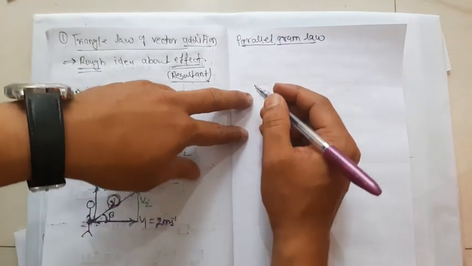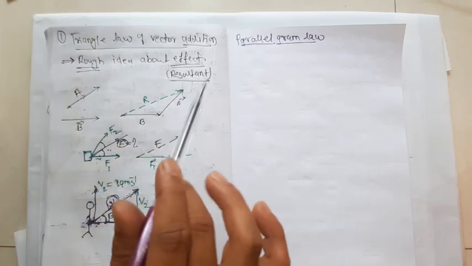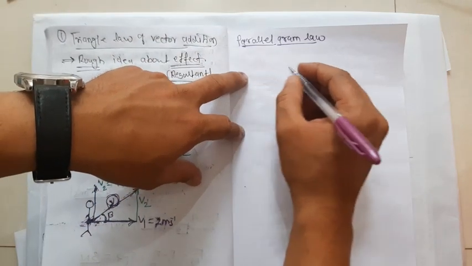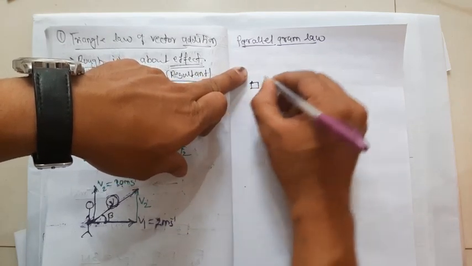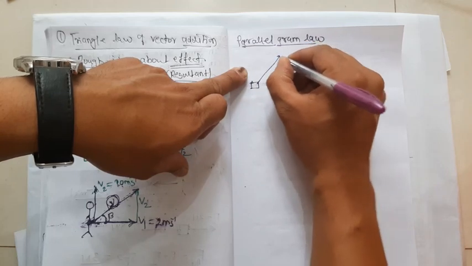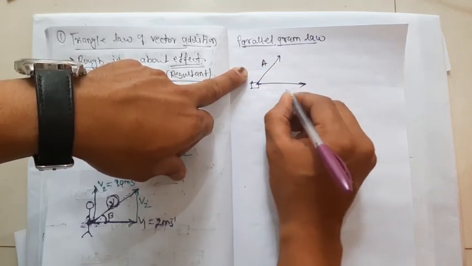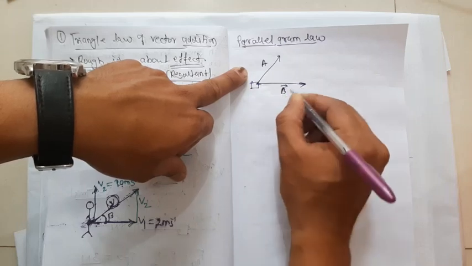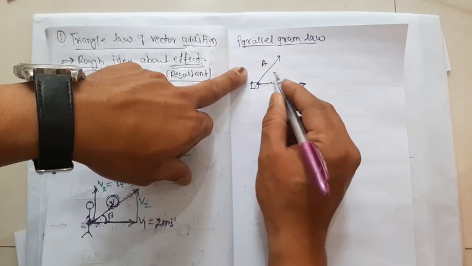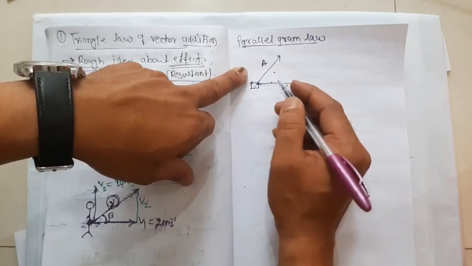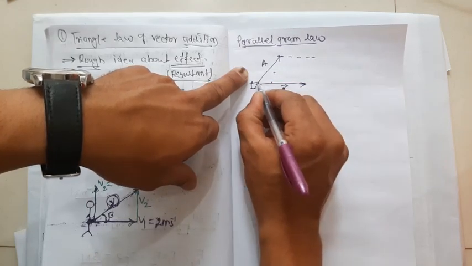So parallelogram law will tell you what, here you have to join head and tail, correct. Now parallelogram law will tell you what, if the two vectors are here, suppose this is the object, and on this object one vector is pointing in this direction A, and another vector is pointing in this direction, that is B. Then in which direction and at what magnitude it will move, that is given by the parallelogram law.